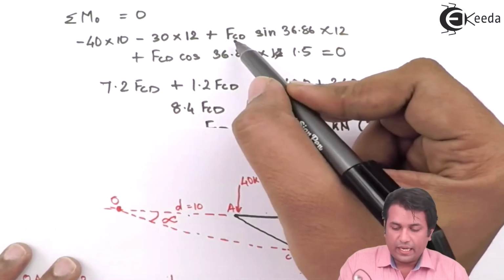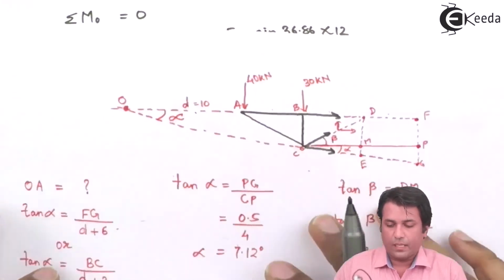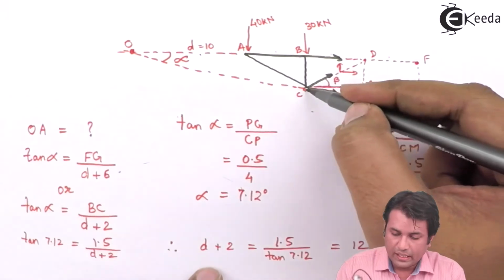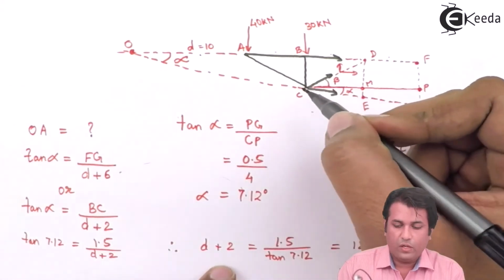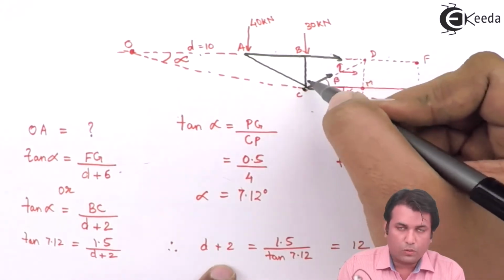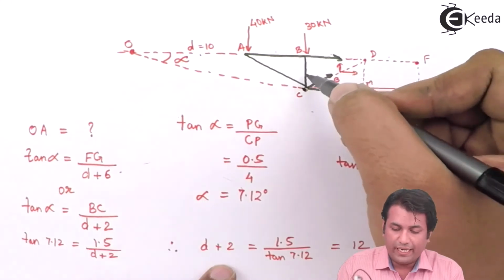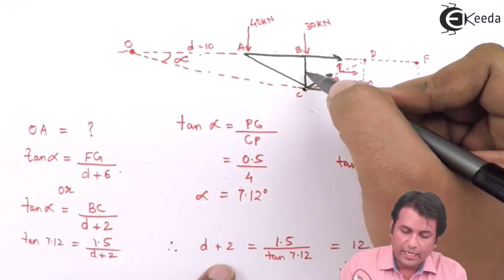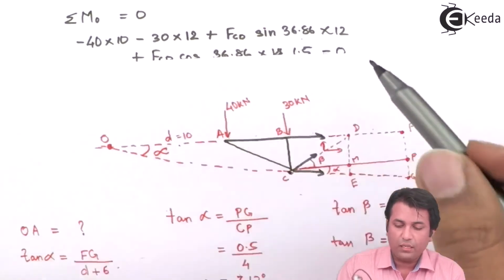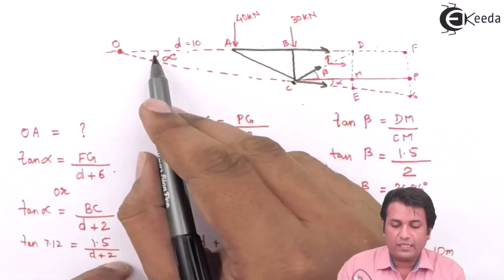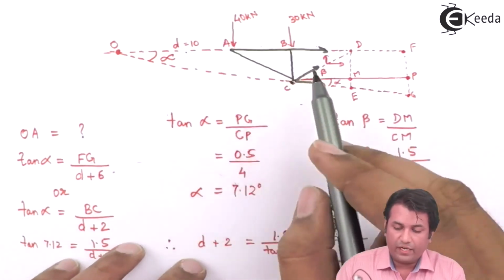Then this term, FCD sine 36.86 into 12. What is this now? This force, the FCD force, I have resolved at this point itself. Now what is happening? This is the vertical component of CD, FCD sine 36.86. Now this force is creating an anti-clockwise moment, so that would be positive. That is the reason this is positive over here. And the vertical force is acting at a distance of 12 meters. So that is the moment I have written over there.